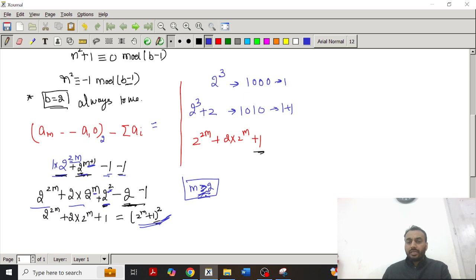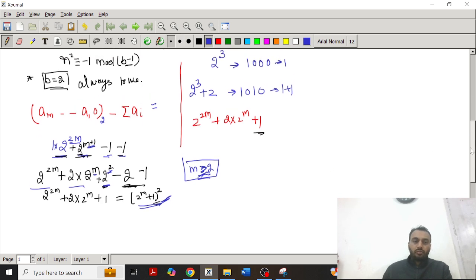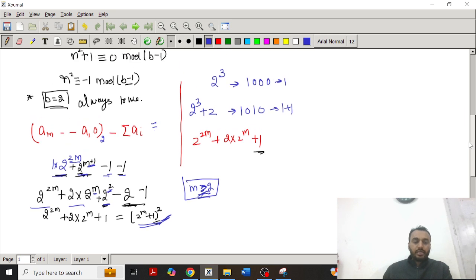So here m is any number greater than or equal to 2, so I can say there are infinitely many values of m, isn't it? As this is true for m greater than or equal to 2, so I can choose m as 2, 3, 4 and so on. So I will get infinitely many such numbers.